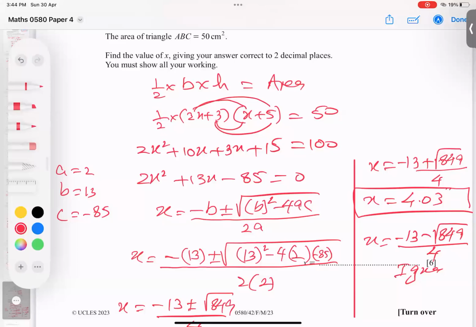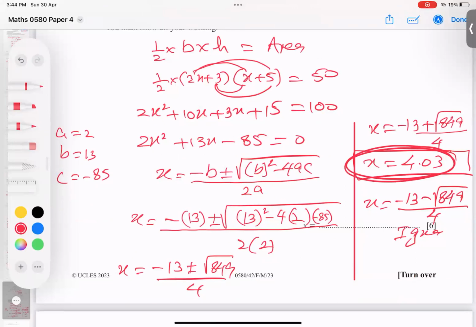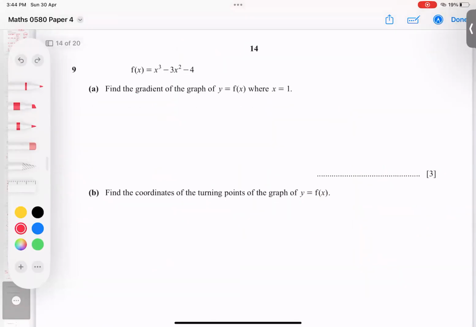Yes, students, I typed in the calculator and I got this answer. And this other answer is negative, so I will ignore it. I hope you got the idea. Let's go to question number 9.